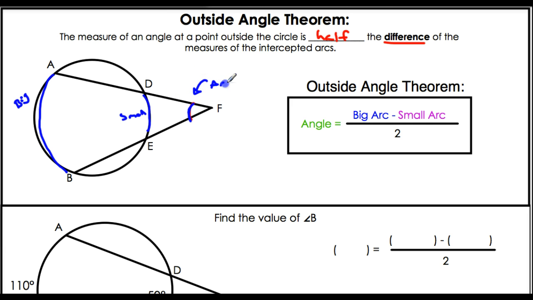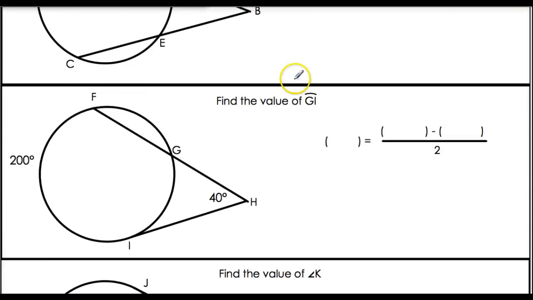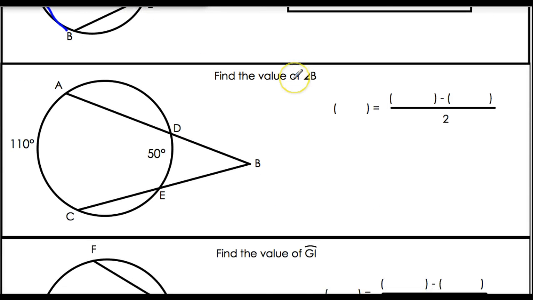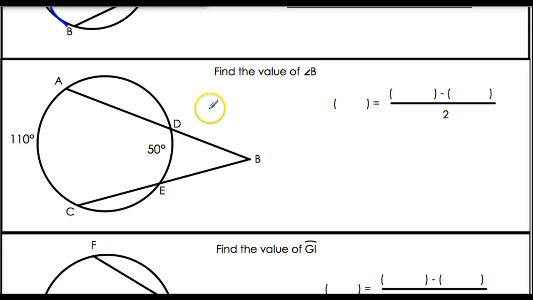Okay? Once again, all we have to do is use this formula at the appropriate time and we should be good. So let's try our first example over here. This example wants us to find the value of angle B, which is right over here. And this, of course, is outside the circle, so we'll use the outside angle theorem. It states that the angle is equal to the big arc minus the small arc divided by 2.